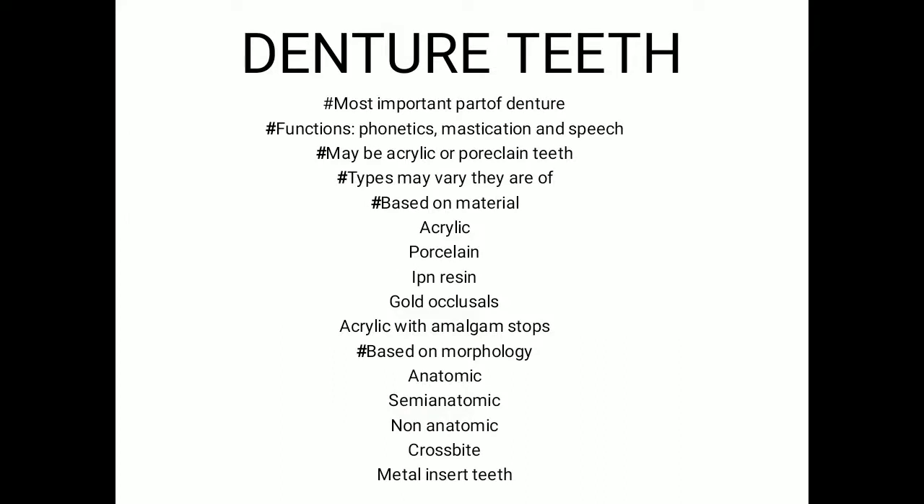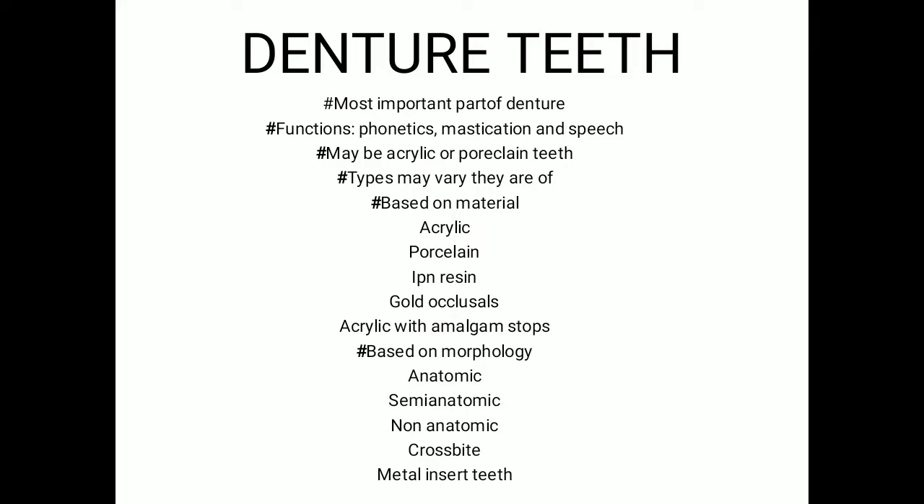The next one is denture teeth. The most important part of the denture components are the denture teeth. They are mainly used for aesthetics, mastication, phonetics and speech. Denture teeth can be classified into two, acrylic or porcelain. The types may vary based on material and based on morphology. Based on material we see acrylic, porcelain, IPN resin, gold occlusal, and acrylic with amalgam stops. Based on morphology: anatomic, semi-anatomic, non-anatomic, crossbite, and metal insert teeth.